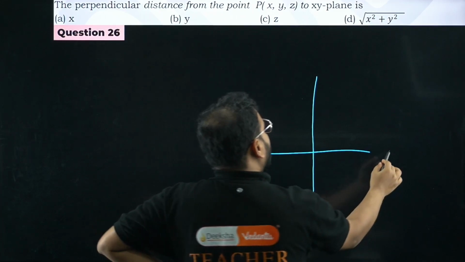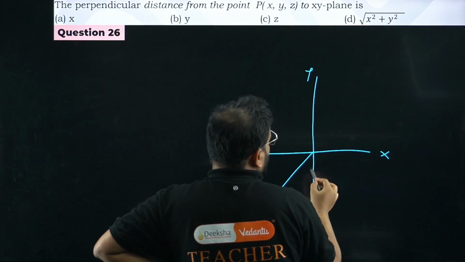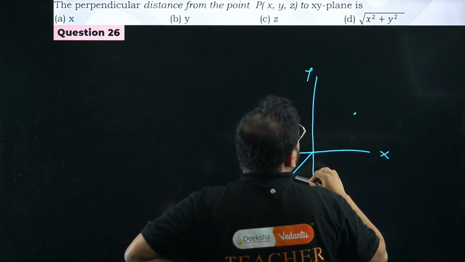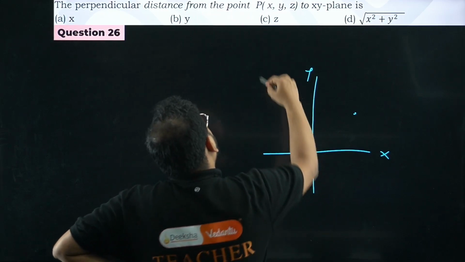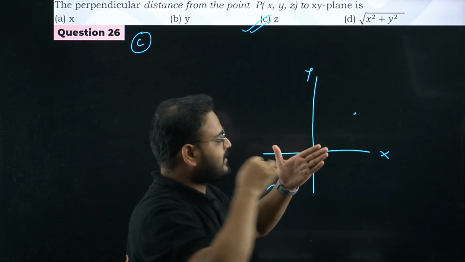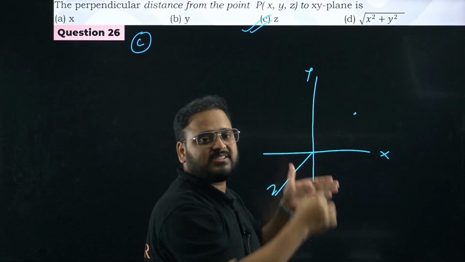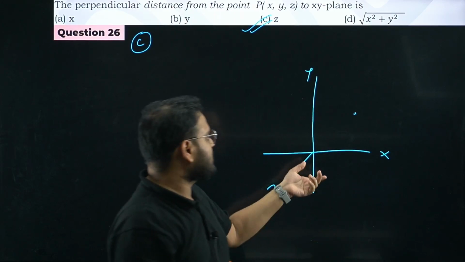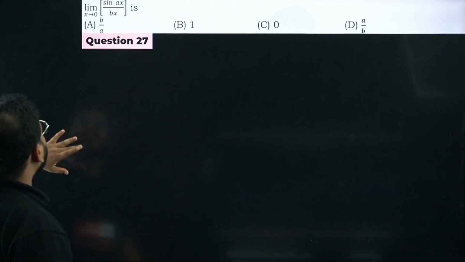We have X here, we have Y here, and Z will be somewhere here, the Z axis. The point is somewhere over here. From the XY plane, you'll have only Z, right? So the answer has to be Z. Please check. The perpendicular distance will be like this, right? This is the XY plane, the point is over here, and this is your distance. What is that? The Z position. So that is your answer. Moving on to question 27.